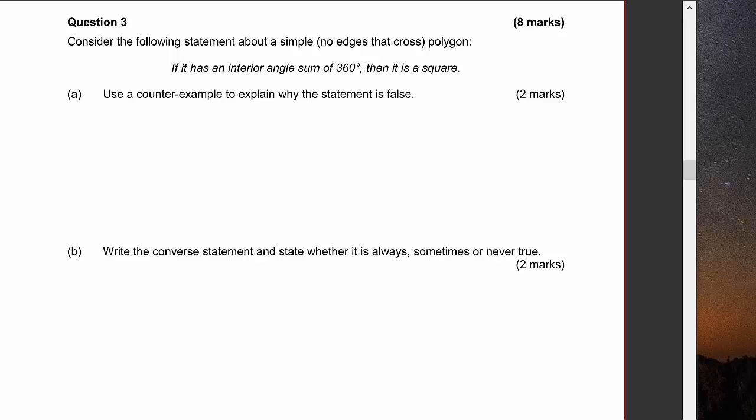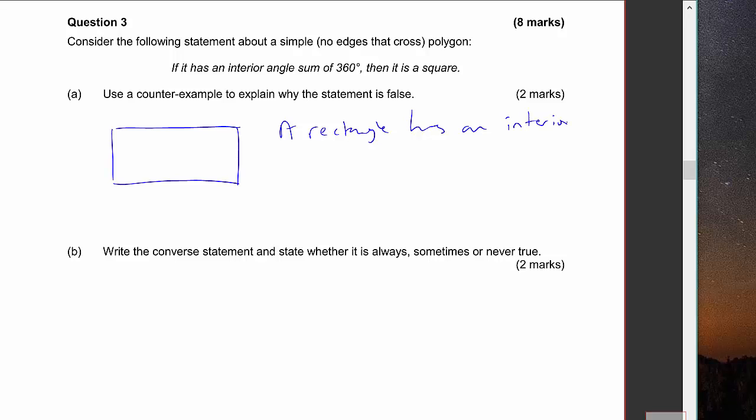Consider the following statement about a simple polygon. If it has an interior angle sum of 360, then it's a square. Well, clearly a rectangle has an interior angle sum of 360, but it is not a square.